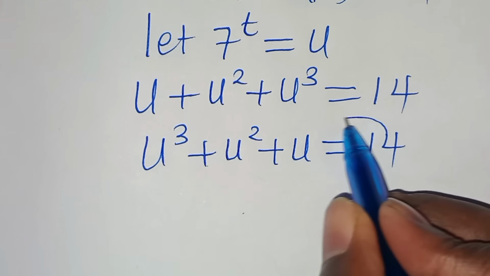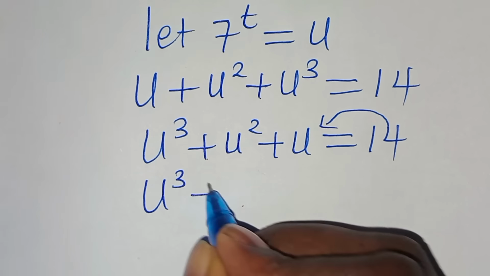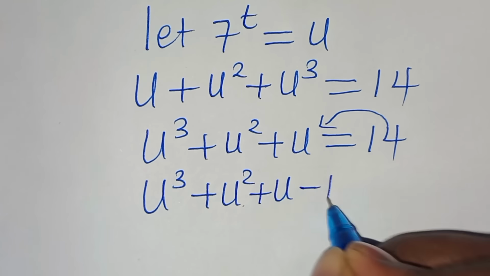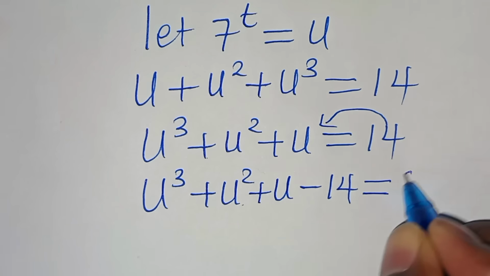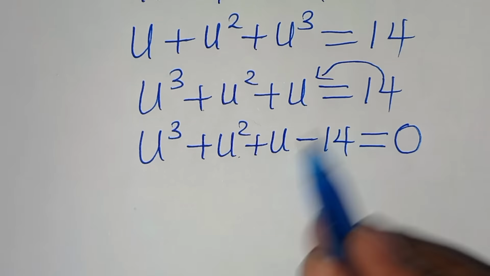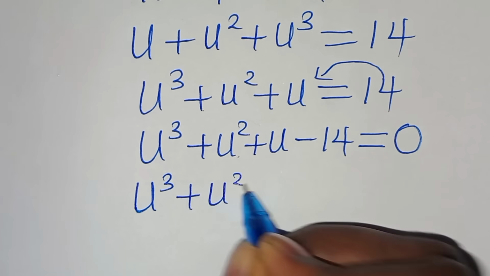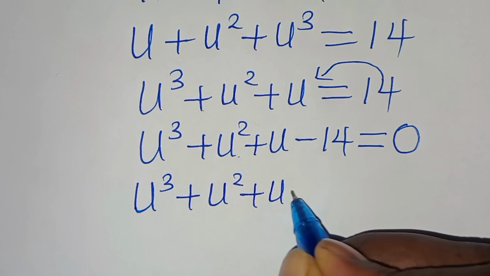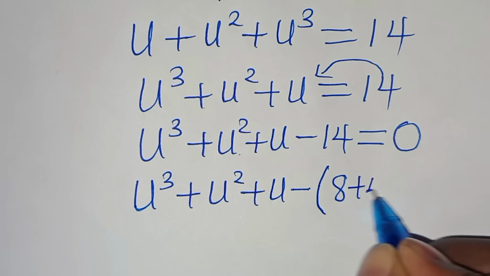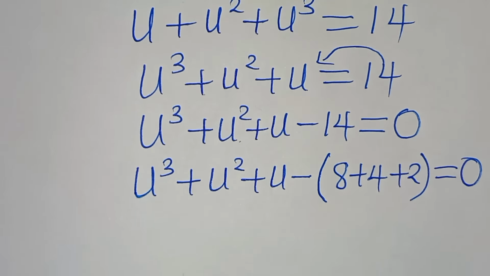Let's take 14 on the left hand side so that we have u to the power of 3 plus u squared, then plus u. Subtract 14. This is equal to 0. Now the next step from here, we have u to the power of 3 plus u to the power of 2, then plus u. Subtract 14. We can express 14 as 8 plus 4 plus 2. This is equal to 0.